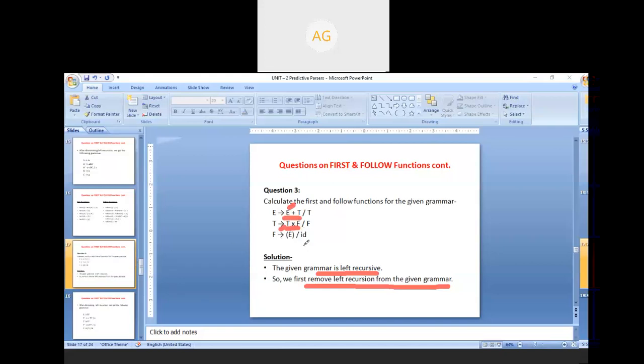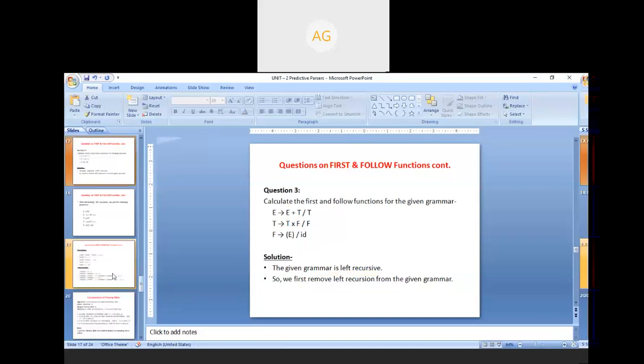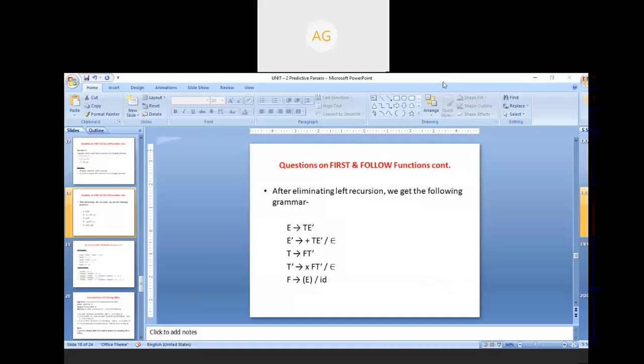So after removing the left recursion, you get the grammar like this. This is the grammar after eliminating the left recursion. E produces T E dash, then E dash produces plus T E dash or epsilon, and T produces F T dash, then T dash produces into F T dash or epsilon, and F produces bracket of E and then closing bracket, and then F produces ID. So this is the grammar you get after elimination of left recursion.